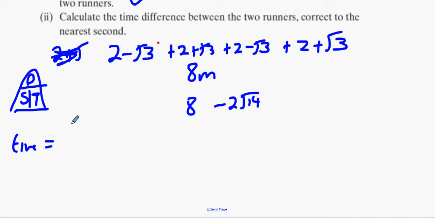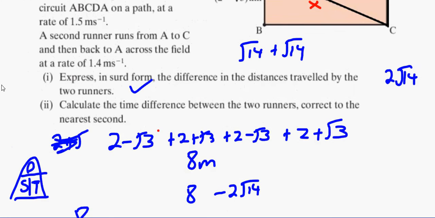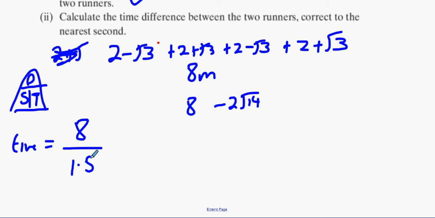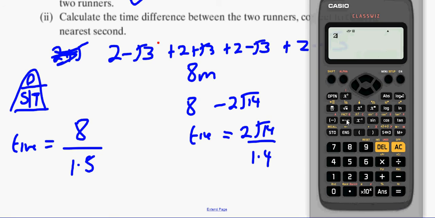Okay, so the distance for the first guy is 8. What do you divide 8 by? 1.5. What's the time for the second one? 2 root 14 divided by 1.4. Now, if they think I'm doing that out normally, they have another thing coming. 10 root 14 over 7.